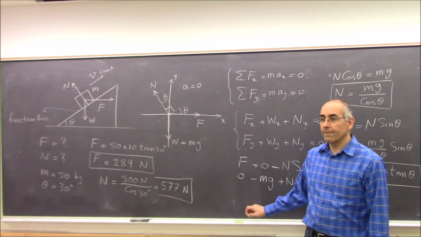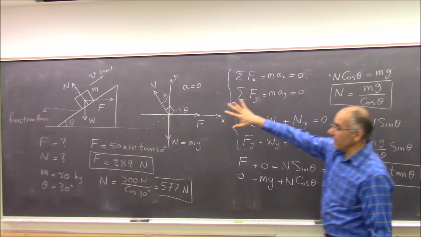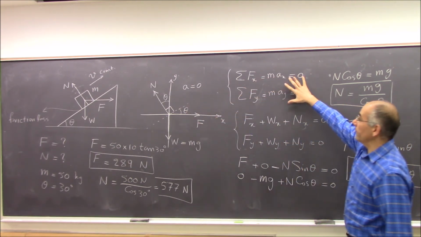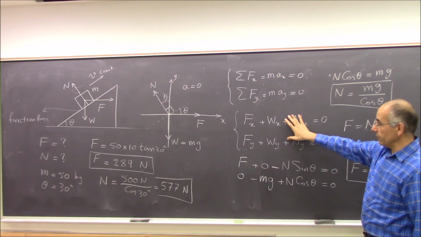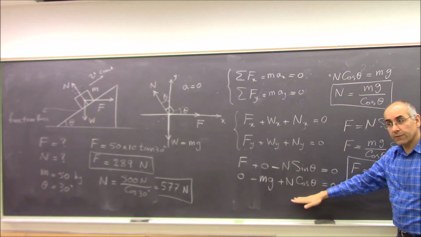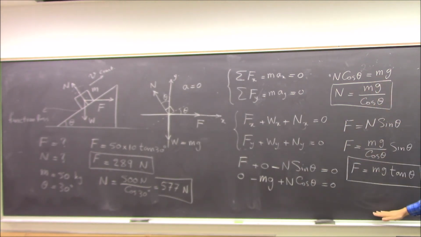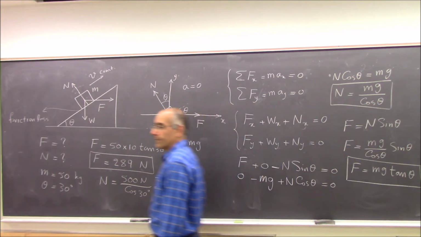Does it make sense? We do a free body diagram, apply Newton's law, write Newton's law in component form, then write each component in terms of magnitude and direction. Then you solve for the magnitudes. That's what we do all the time. Okay?